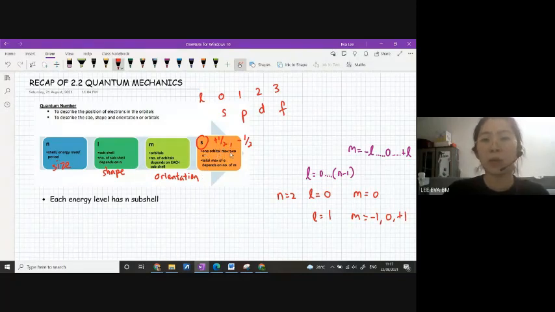So one orbital can have a maximum of 2 electrons. But the total maximum number of electrons depends on the number of orbitals. So masih sama lagi lah, kalau awak ada 3 orbital, maka maximum electron adalah 6, because each orbital accommodates 2 electrons. So 2, 4, 6. You need to understand how to calculate the maximum number of electrons.